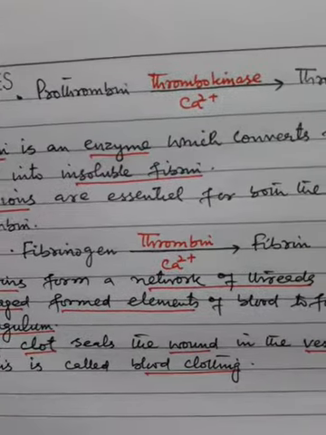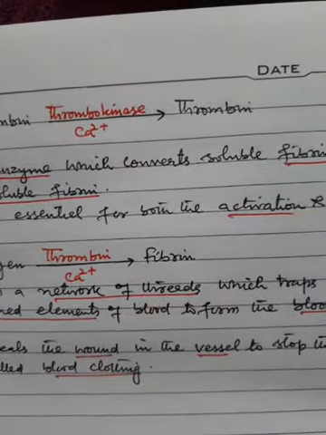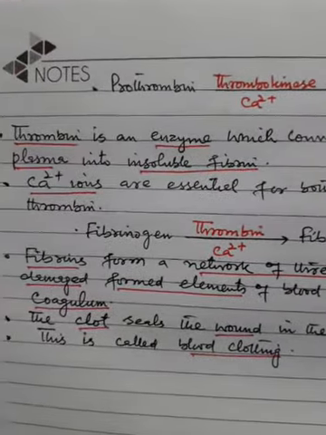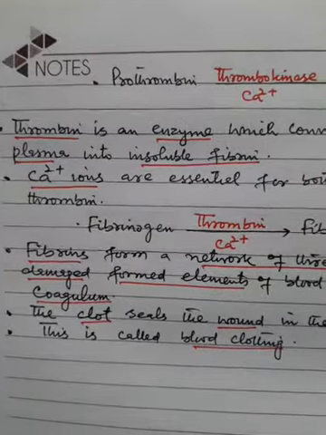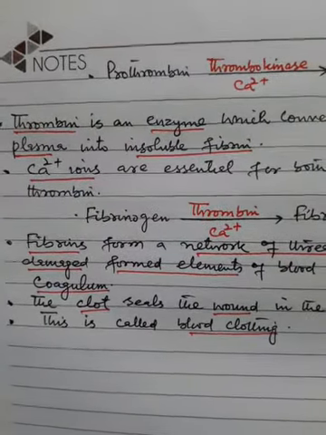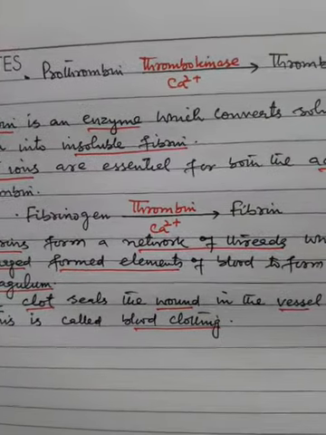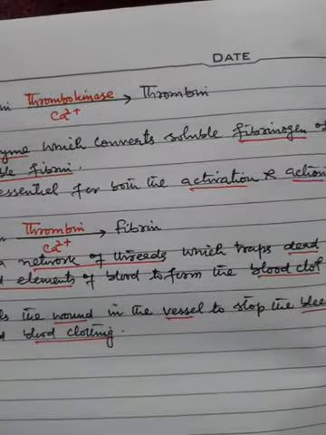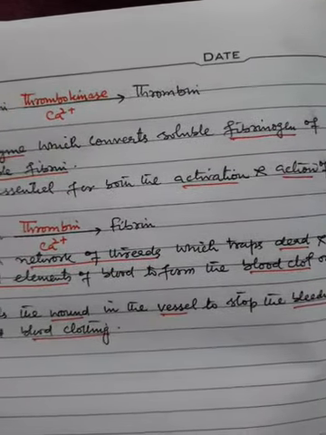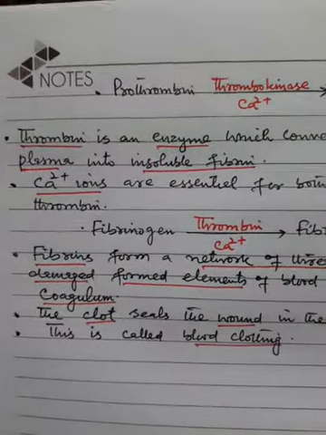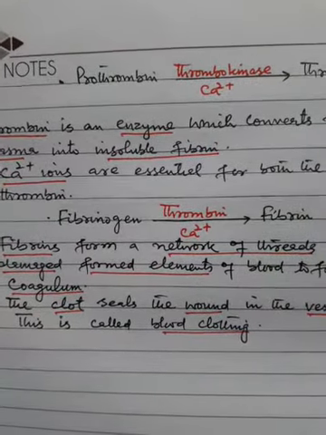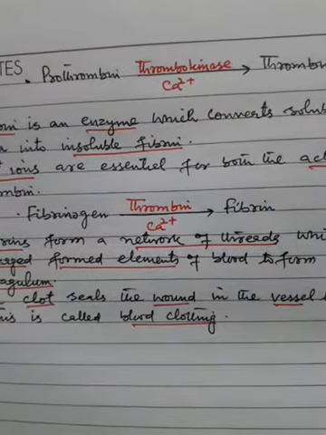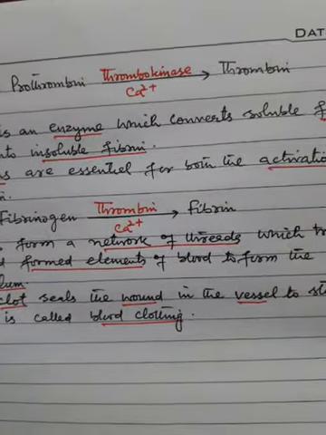Thrombin is an enzyme which converts soluble fibrinogen of plasma into insoluble fibrin. Calcium ions are essential for both the activation and action of thrombin. Fibrinogen, in presence of thrombin and calcium ions, changes into fibrin.